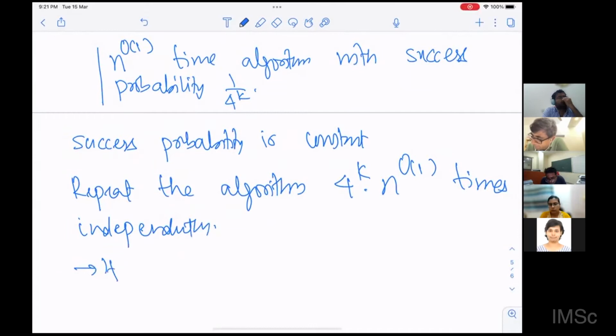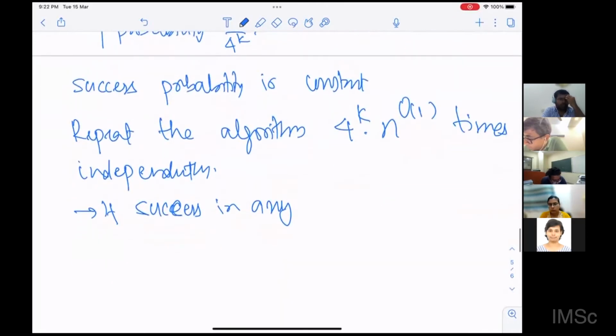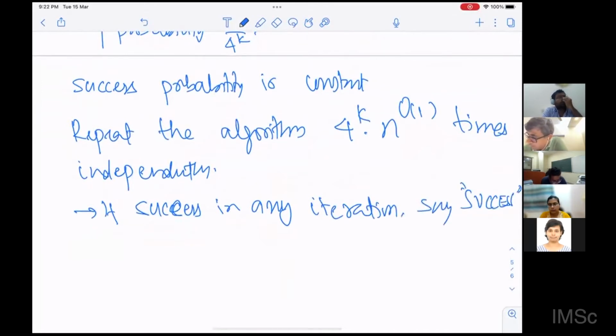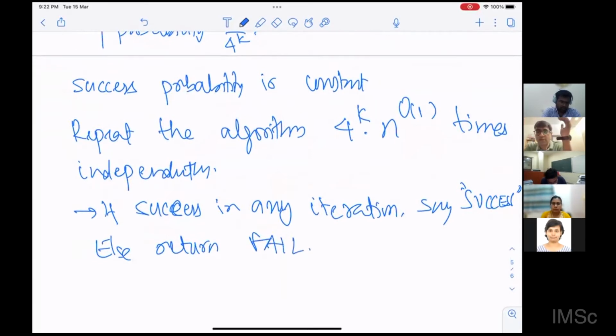Right? If success in any iteration, say success, else return fail. So basically what I'm going to do is run this polynomial time algorithm not once. I ran it once. If I found an answer, I returned that answer. Else, I ran this algorithm all over again, doing the same thing independently, and so on and so forth.